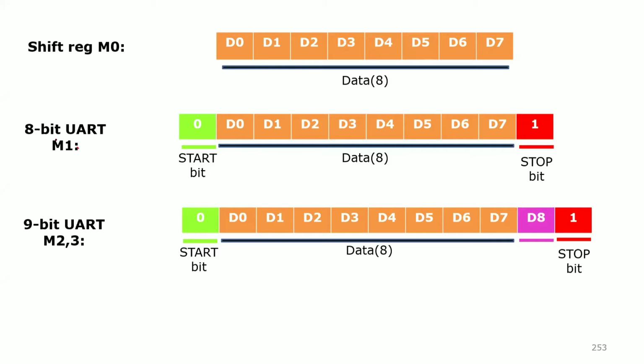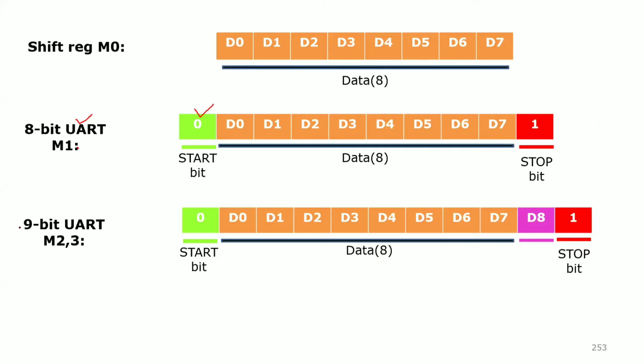Coming to mode 1, what is the name of this mode 1? 8-bit UART. What is meant by UART? Universal Asynchronous Receiver Transmitter. I told you in the last class, if you are using an asynchronous receiver transmitter, what extra bits do you need to add to the data? What are those two bits called? Start bit and stop bit. Remember this point? Whenever you say UART, asynchronous serial communication, you need to add a start bit and a stop bit, right?